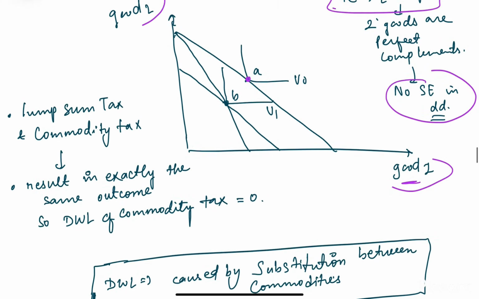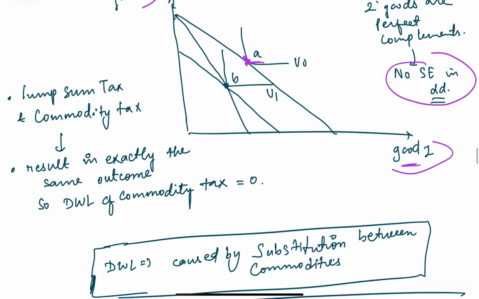So let's say initially we were here at A, at the intersection of this IC U0 with the budget constraint, and this line which is the budget constraint is due to the change in price, right? And this parallel shift is because of the lump sum tax, or the income effect.